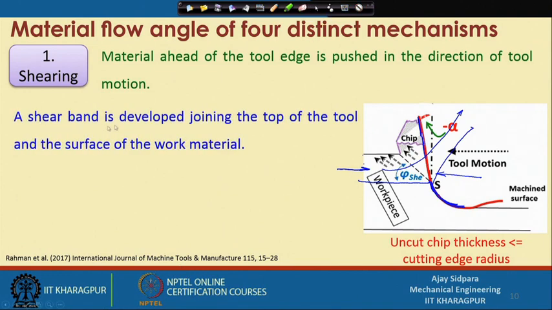So, now a shear band is developed joining the top of the tool and the surface of the work material. This is one shear plane it will generate. It is not located very easily, because everything depends on the depth of cut, the feed at which you are moving the workpiece, and the RPM of the cutting tool. So you will find one location where the shear band develops. This will be a very small area, by which you can get something done as a chip.